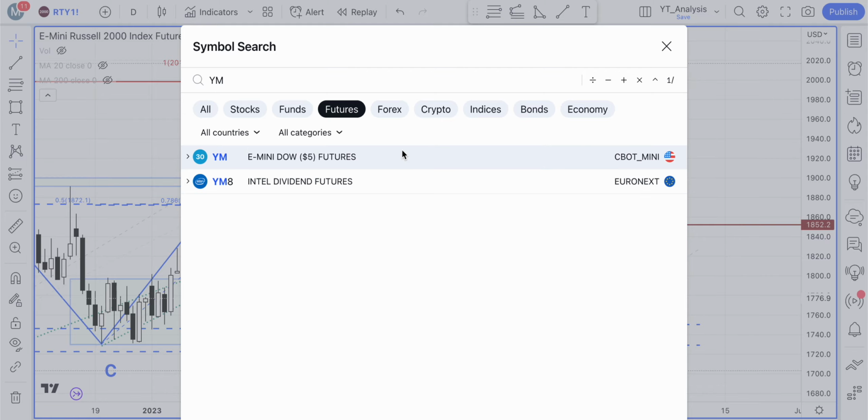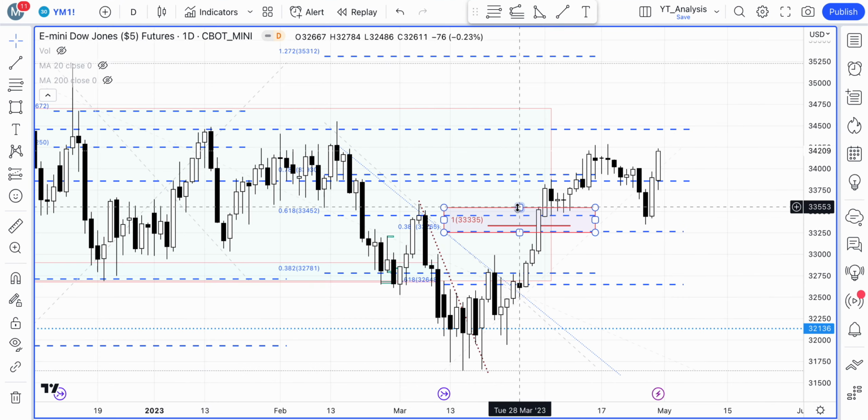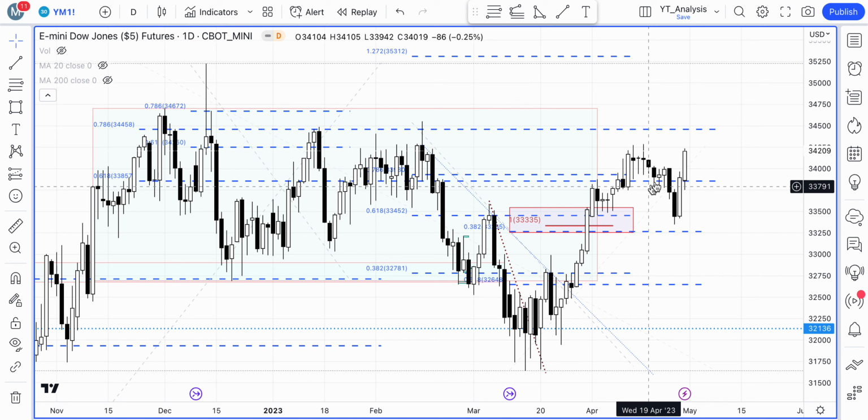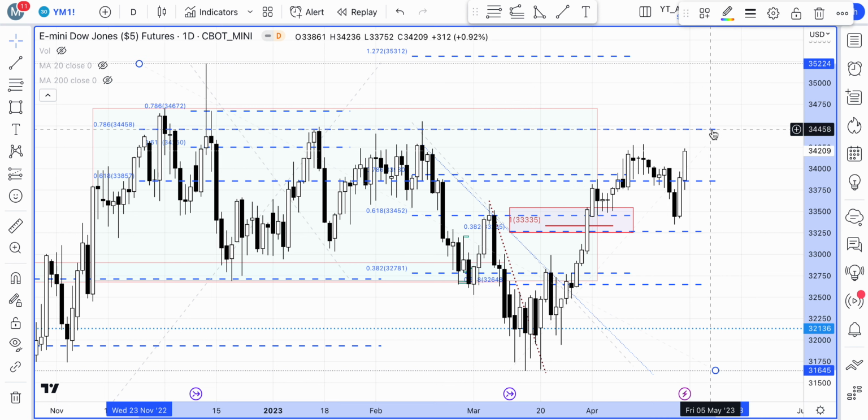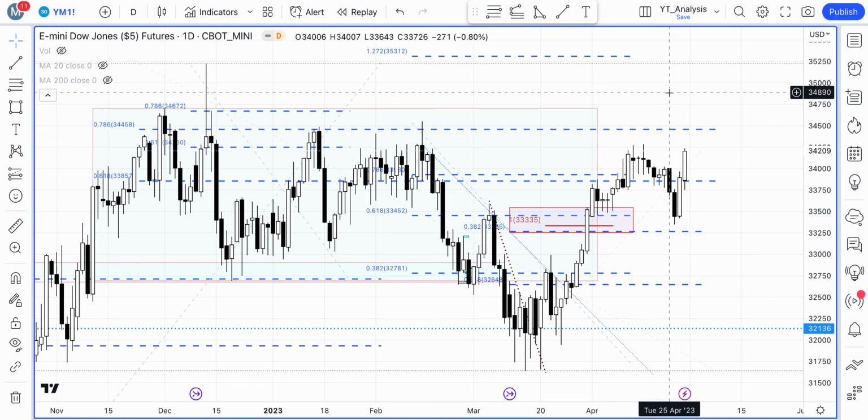Let's quickly look at the Dow Jones. So Dow Jones looks like finally it's going to retrace to this 78.6% Fibonacci retracement. Maybe it's also now able to break out of the upper zone. We'll have to wait and see. But this price action for the last couple of trading days is very strong.